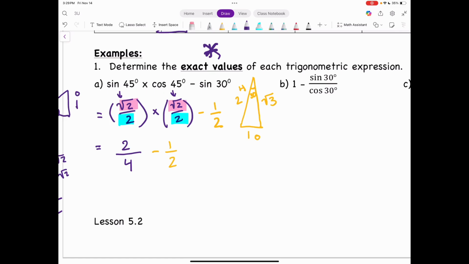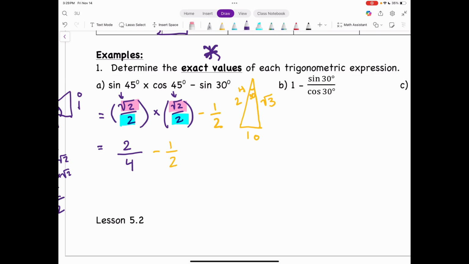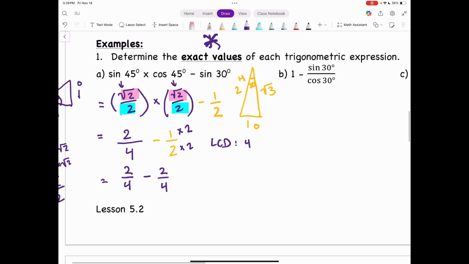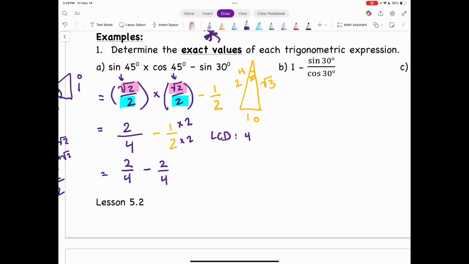You guys should all know what to do here. We're subtracting fractions. We need the denominator to be the same. And the lowest common denominator of 4 and 2 is 4. So we multiply this by 2. Look what ends up happening. We end up getting 2 over 4 minus 2 over 4, which of course is 0.